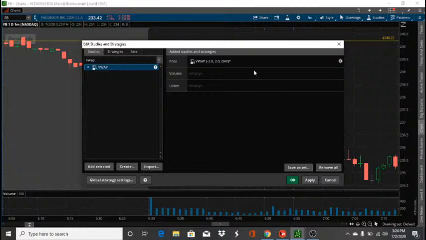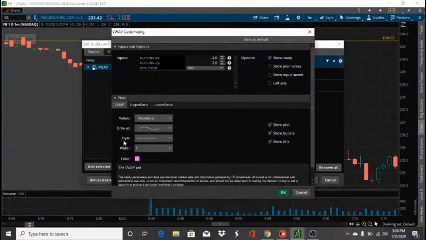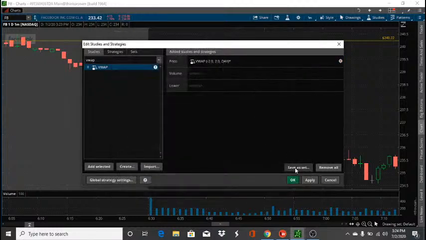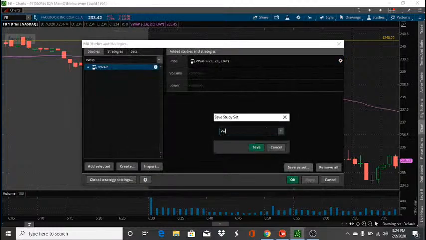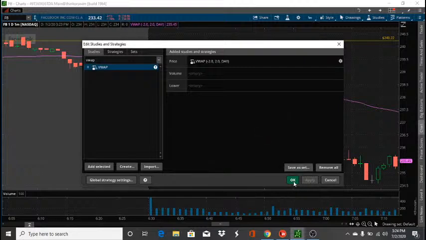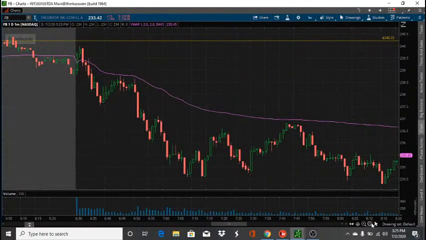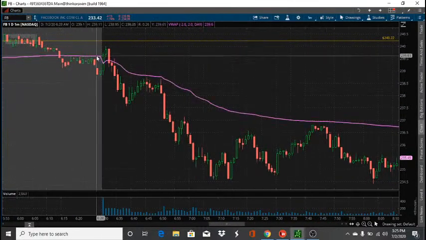I need to save this as a setting. So I need to save VWAP setting. Upper band, we don't want that. Lower band, don't want that. Save set as VWAP. VWAP only. Apply. Boom. Now we got VWAP. So as you guys can see, boom.